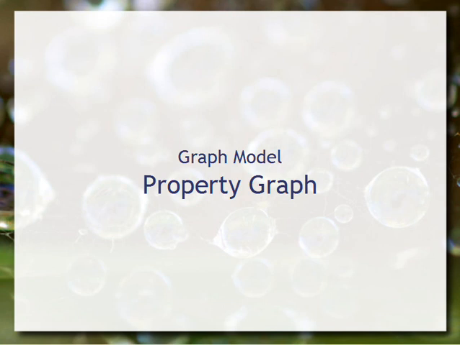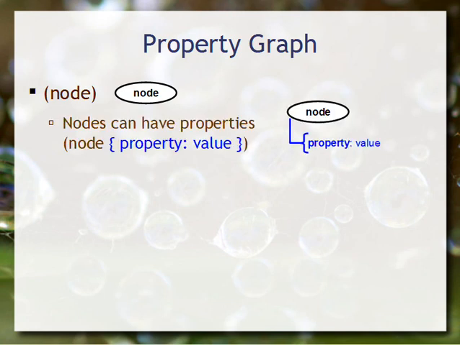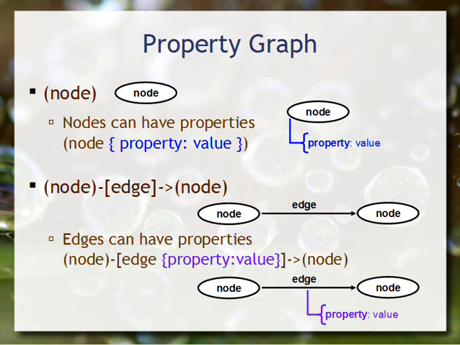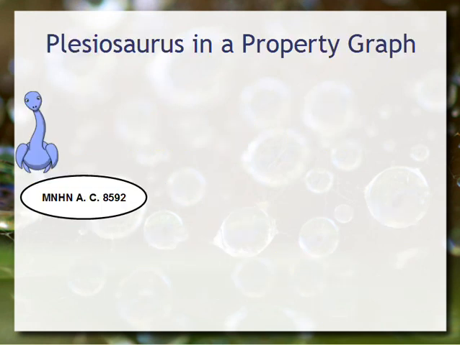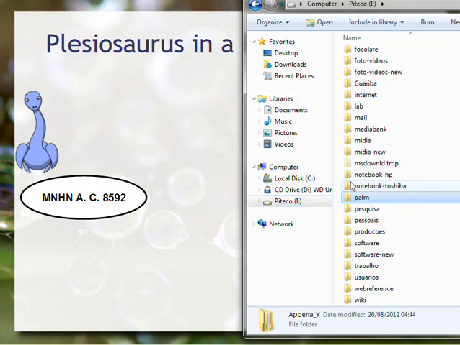So let's consider now what a property graph is. A property graph is different from the RDF graph in the following way. You have nodes, but now you can have properties attached to the nodes. So the node has something which is a property. A property has a name and a value, but it is not an edge of the graph. It's part of the node. And you can have edges, and the edge can also have properties. So the difference of this model compared to the previous model is that you put properties on the things. So let's go back to our plesiosaurus. I will produce a node here. So let me get my examples to show you.